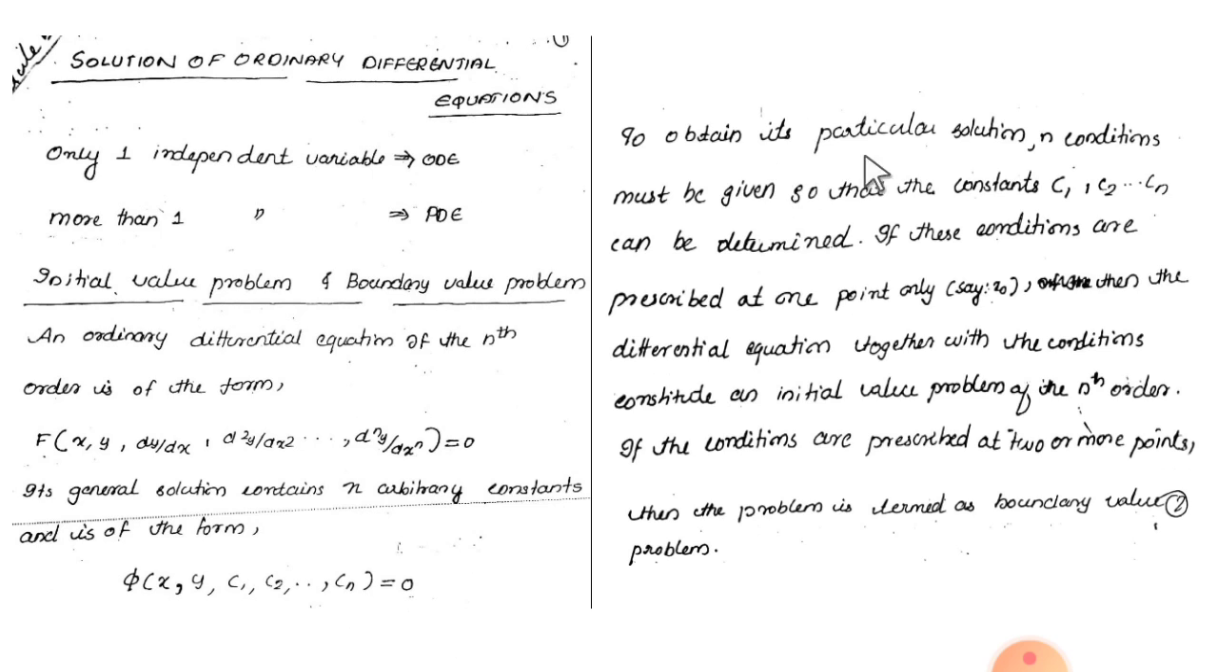In order to obtain a particular solution, n conditions must be given so that the constants c1, c2, etc. can be determined. So if these conditions are prescribed at one point only, then the differential equation together with the conditions constitute an initial value problem. And if the conditions are prescribed at two or more points, then the problem is termed as what? Boundary value problem.